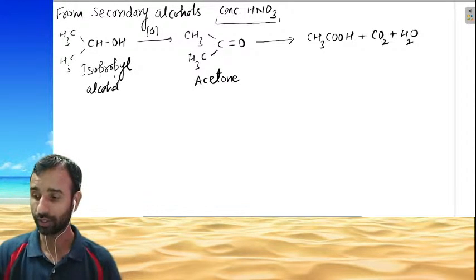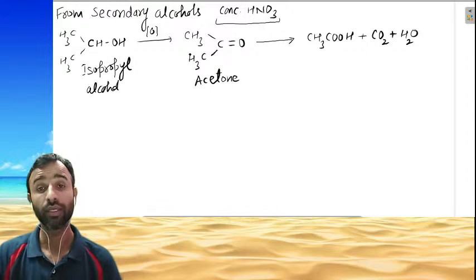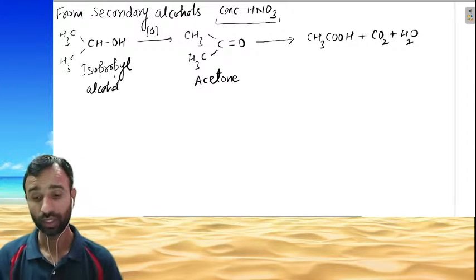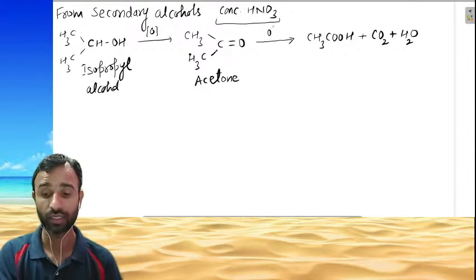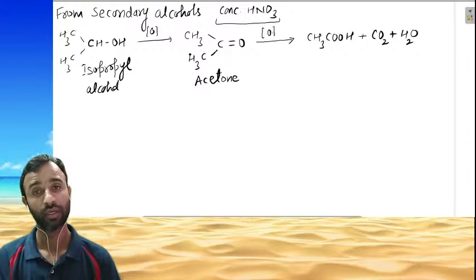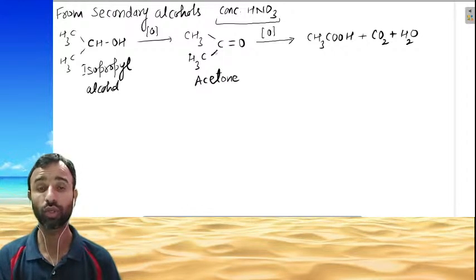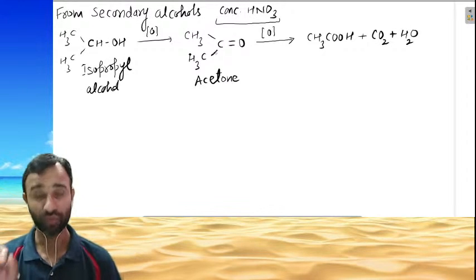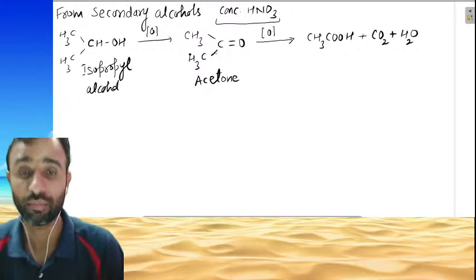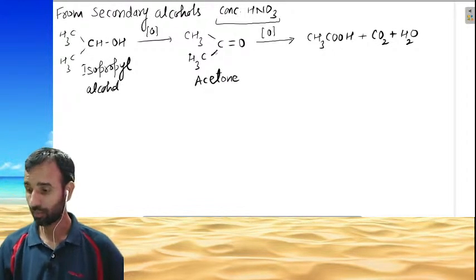After getting the ketone, it is further oxidized, which leads to the breaking of the carbon-carbon bond, and we get carboxylic acid, but with a lesser number of carbon atoms.